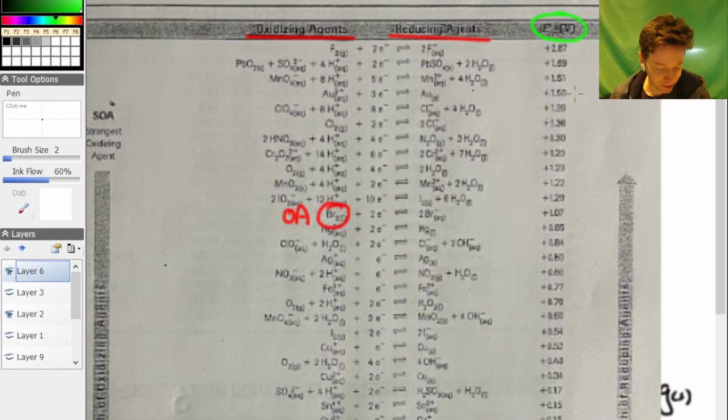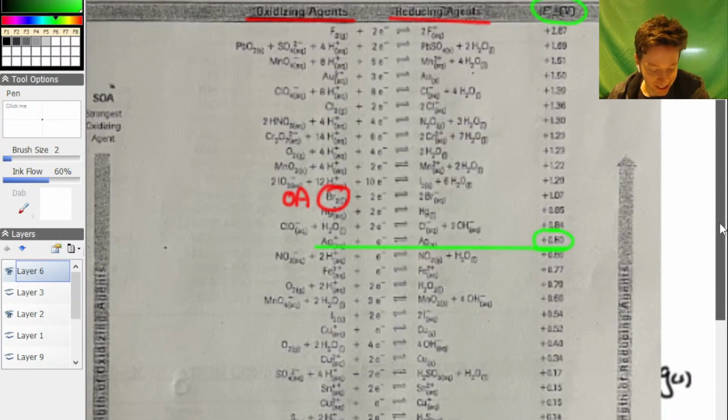Okay, so first, what's reduced? So let's look for that one right there. Silver, 0.8 volts positive. Remember that number in case I forget. Let's look for what's oxidized.